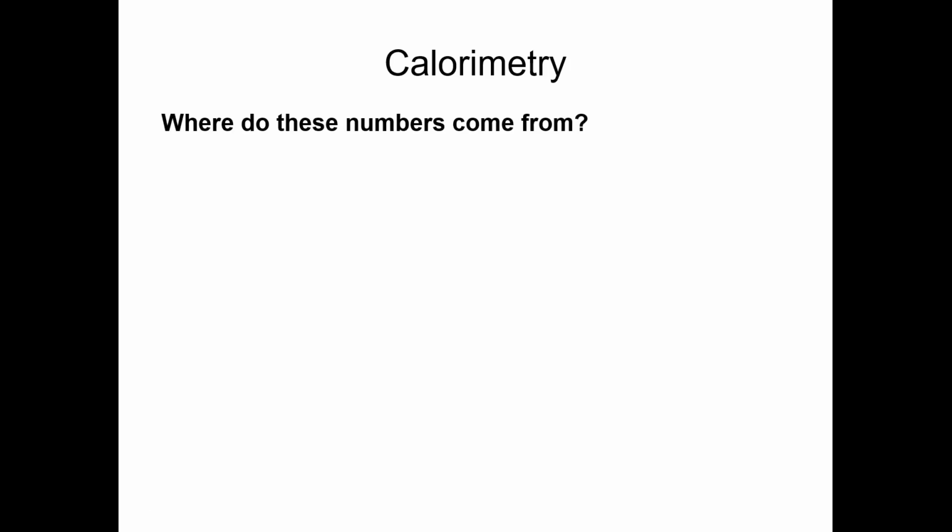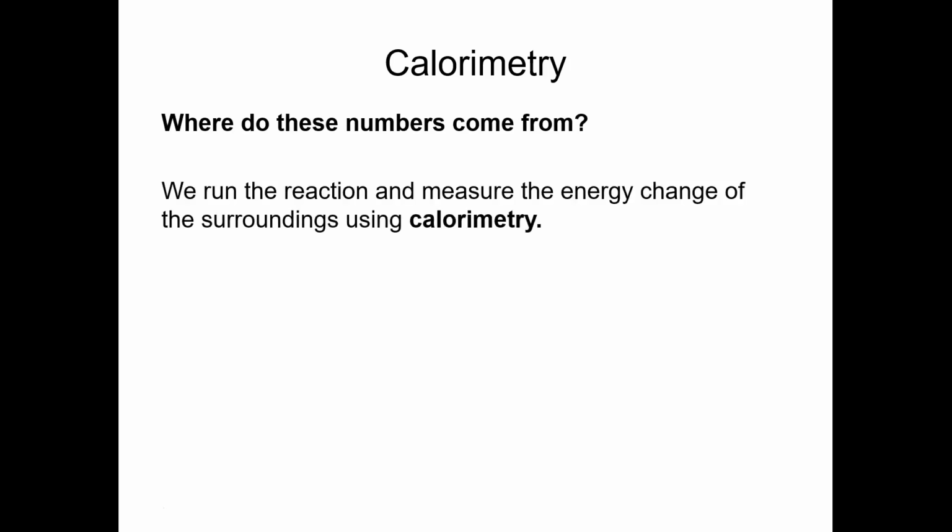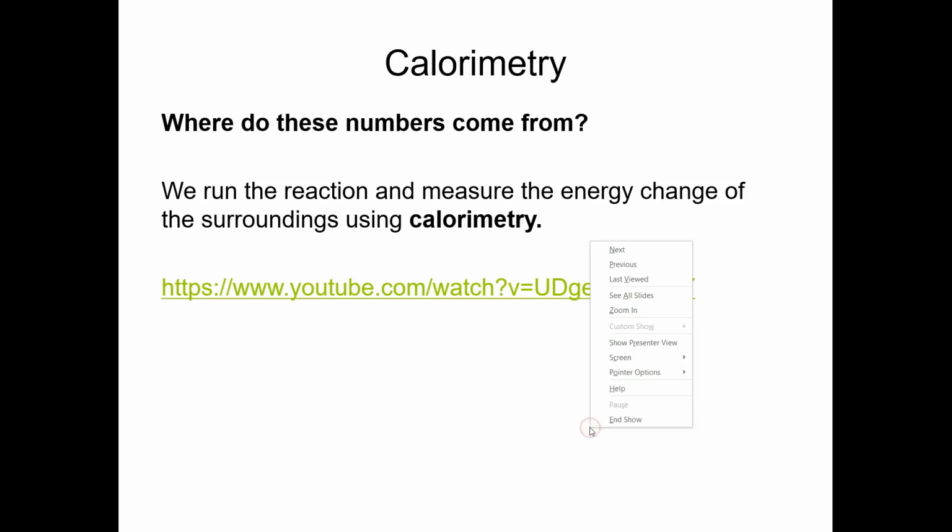So again, we're going to ask the question, where do these numbers come from? Well, we're going to run the reaction, and then we're going to measure the energy change of the surroundings using calorimetry. In other words, the system is either going to gain or lose potential energy in the form of enthalpy, and it's going to either transfer that energy to or absorb it from the surroundings. So we can measure the energy changes of the surroundings to figure out the potential energy change for the reaction. And so let me just quickly show you a little clip.